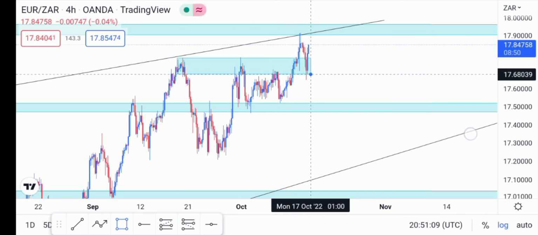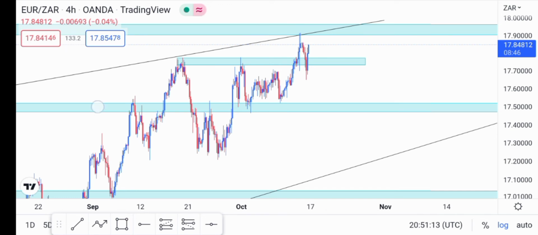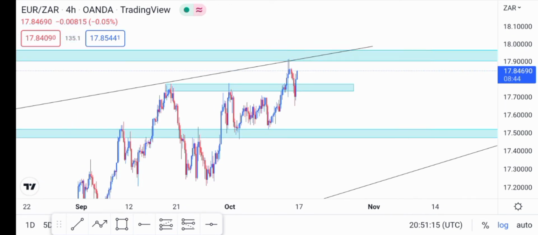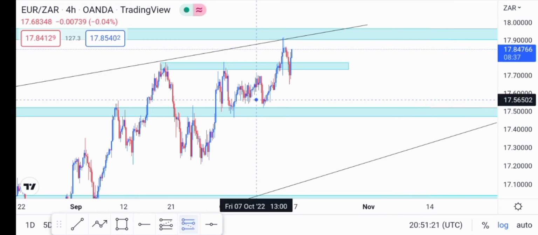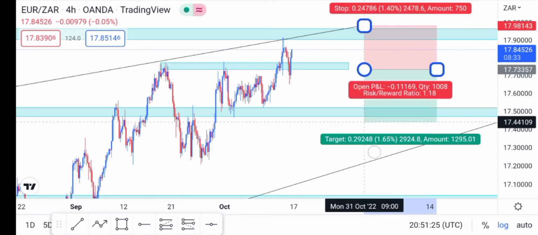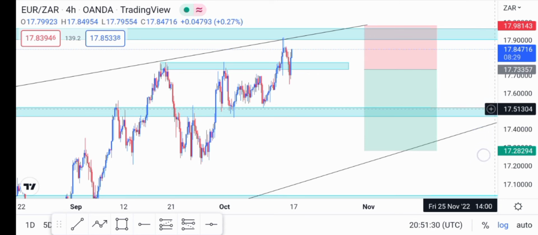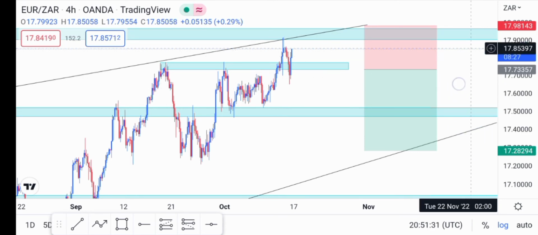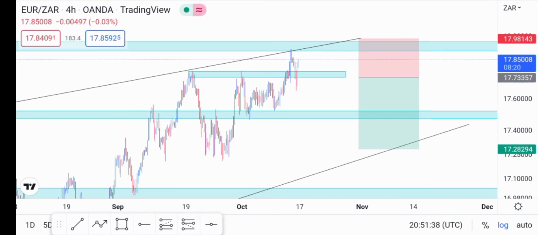So currently, I could say you could enter right about now on this area here, or you could just enter around this level here and then push it to the lower side up until there. And as you know, first take profit and then also fourth, and this is our stop loss, we'll put it. So yeah, and that'll be all for Eurzar.